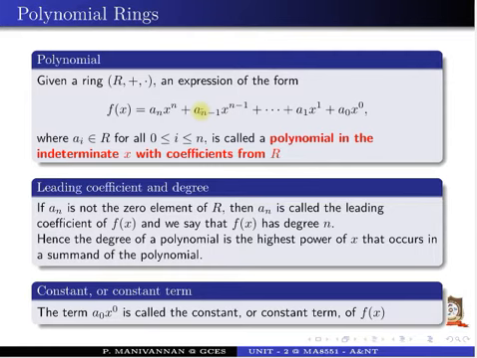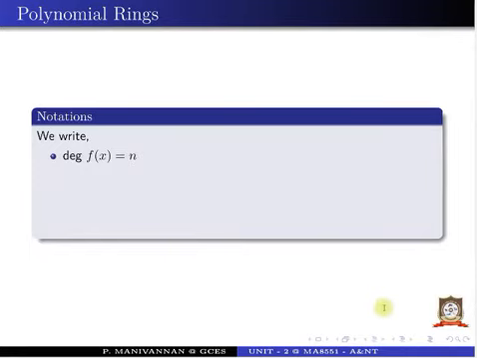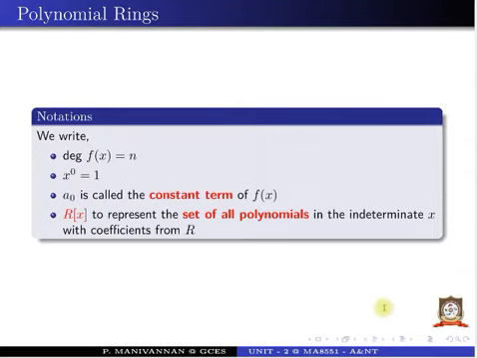Then the constant term. A naught x power naught is called the constant or constant term of the polynomial f of x. Notation: degree of f of x equal to n, x power 0 equal to 1, a naught is called the constant term of f of x. R of x represents the set of all polynomials in the indeterminate x with coefficients from R. This collection of all polynomials is called R of x.